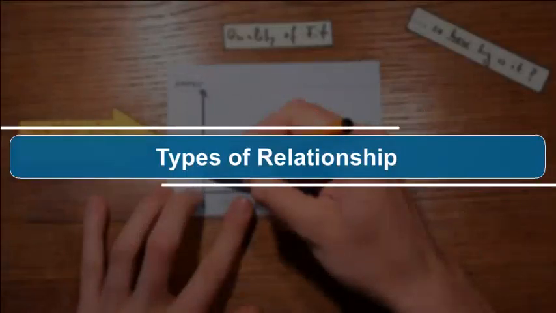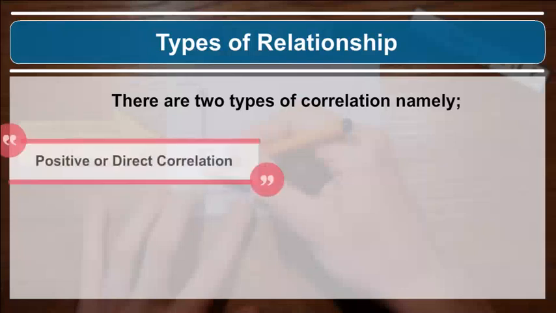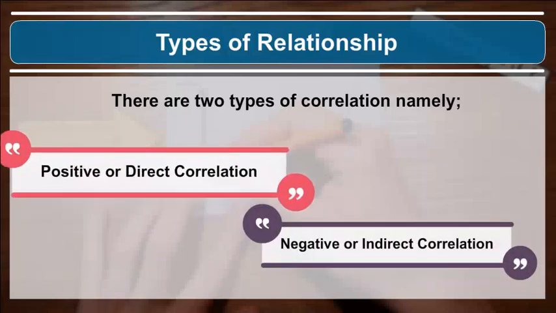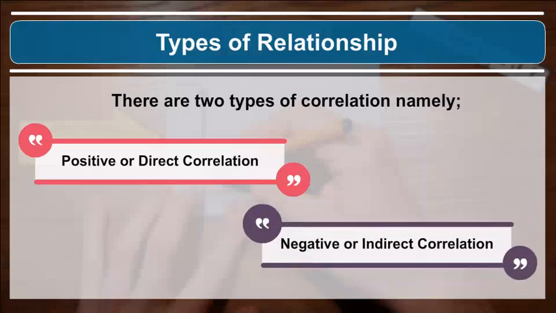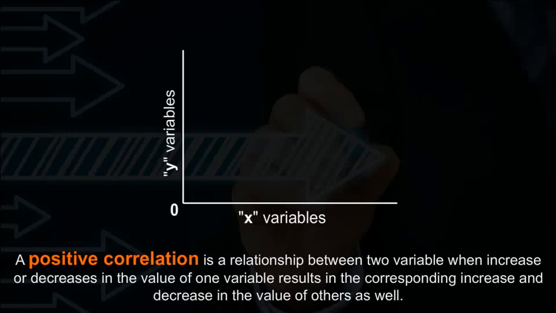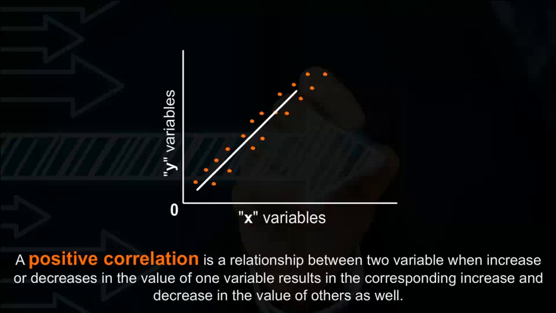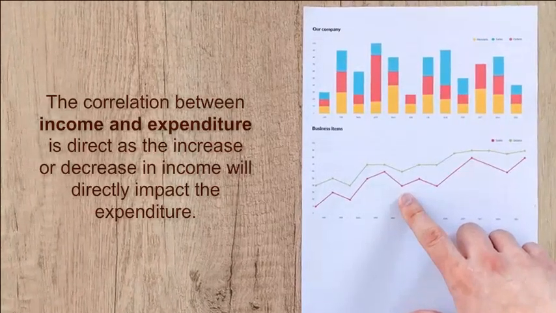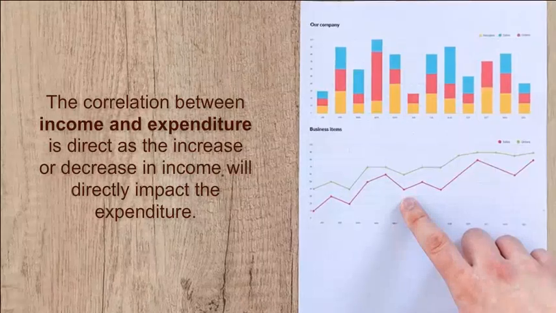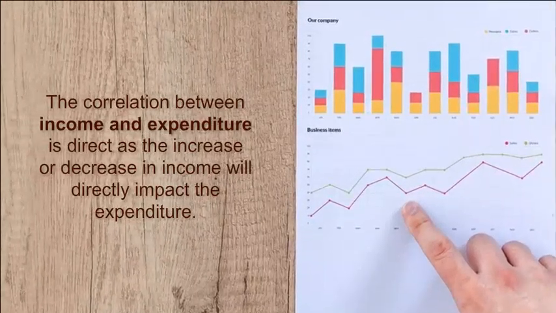Types of relationship. There are two types of correlation, namely positive or direct correlation and negative or indirect correlation. A positive correlation is a relationship between two variables when an increase or decrease in the value of one variable results in a corresponding increase or decrease in the value of the other as well. The correlation between income and expenditure is direct, as the increase or decrease in income will directly impact the expenditure.